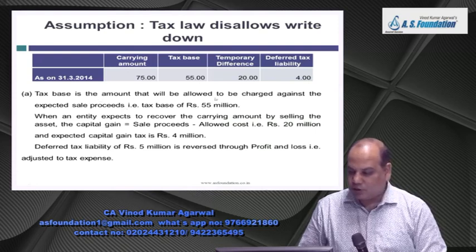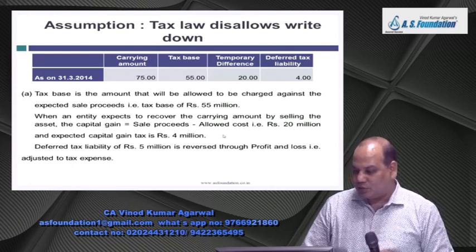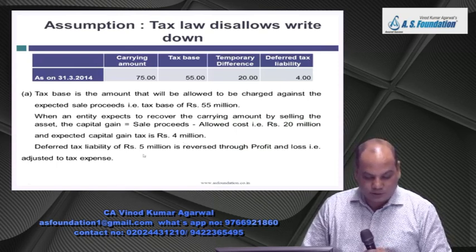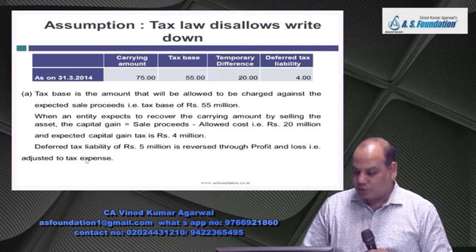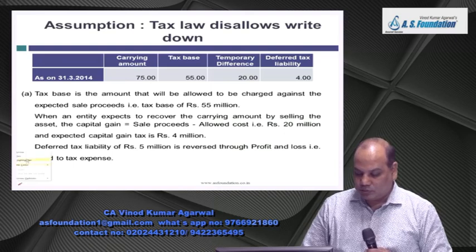Tax base is the amount that will be allowed to be charged against the expected sale proceeds. That is tax base of 55 million. When an entity expects to recover the carrying amount by selling the asset, sale proceeds minus allowed cost, that is 20 million, expected capital gain is 4 million. Deferred tax liability of 5 million will be reversed through profit and loss account, that is adjusted to tax expense.